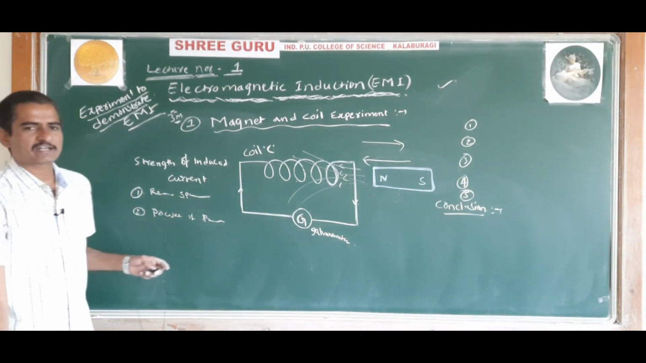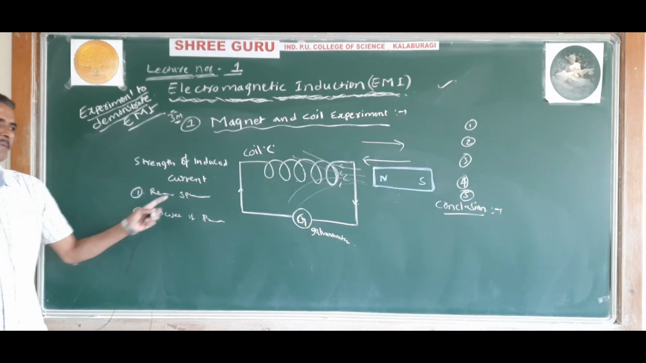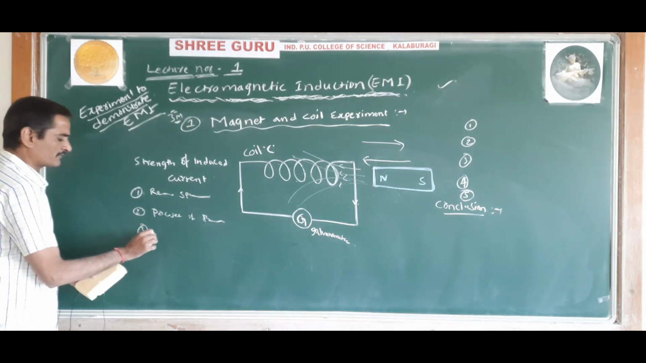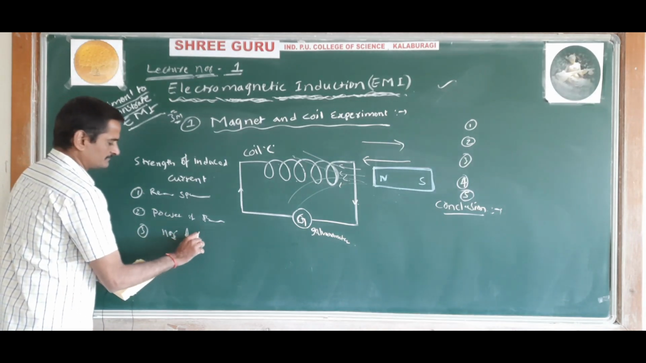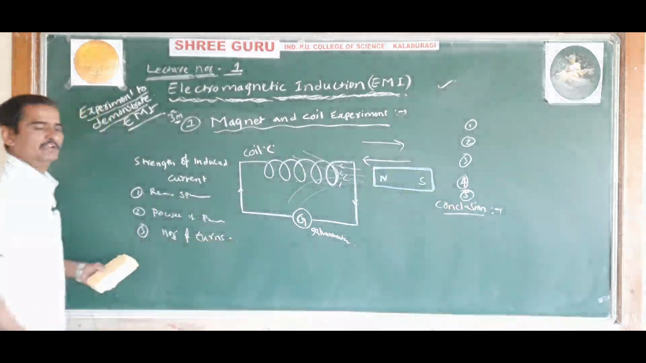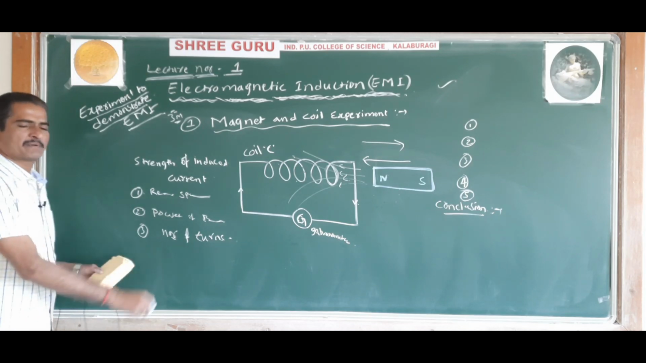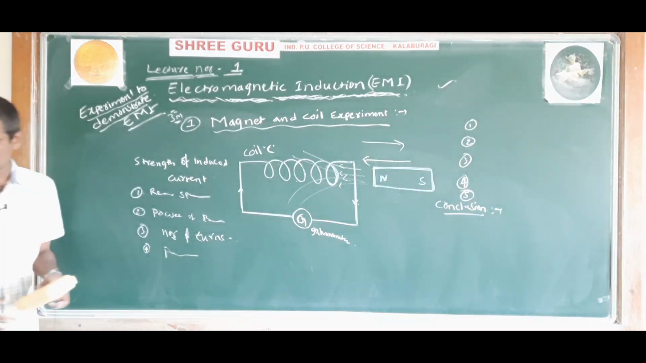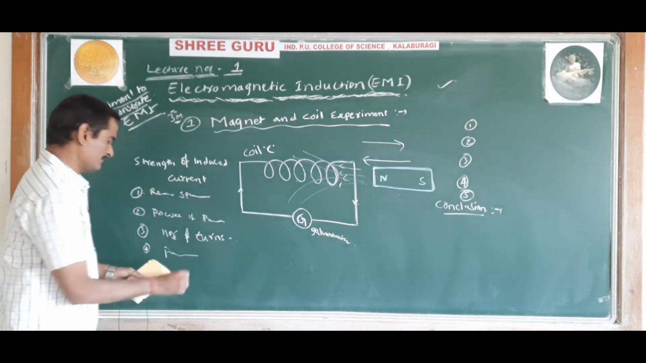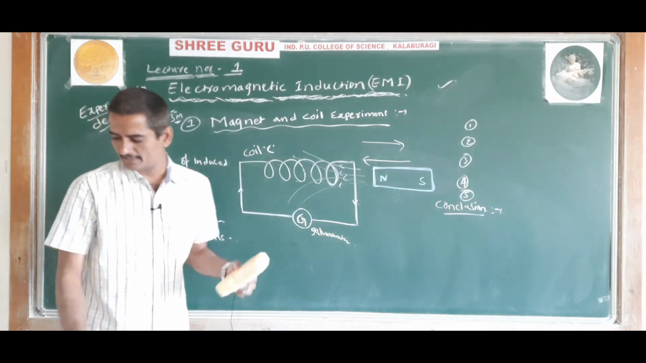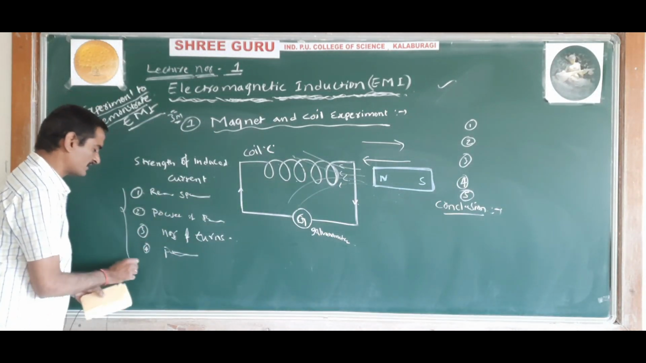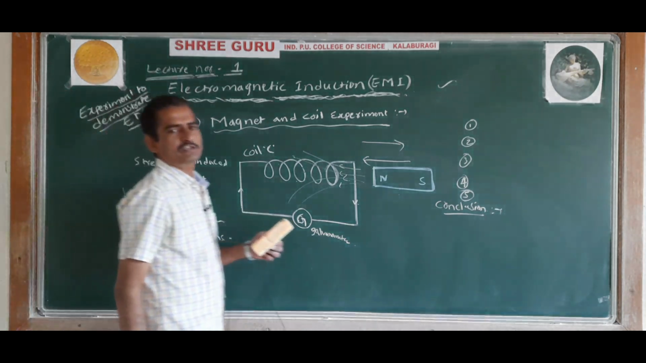The strength of the induced current depends upon the relative speed between the magnet and coil, and upon the power of the bar magnet, and the third one is the number of turns in the coil. It also depends, fourth one, upon the permeability of the medium inside the coil. So these are all the factors on which the strength of induced current depends.